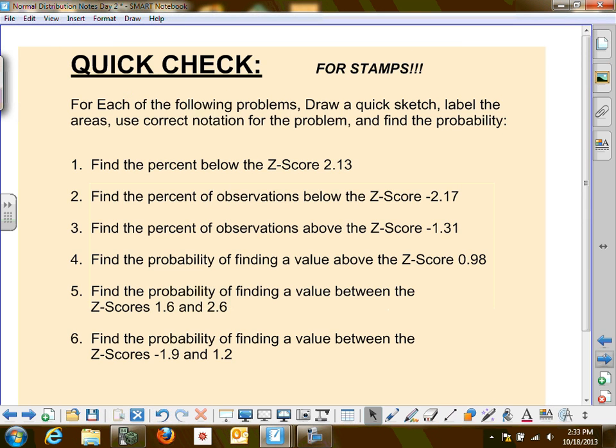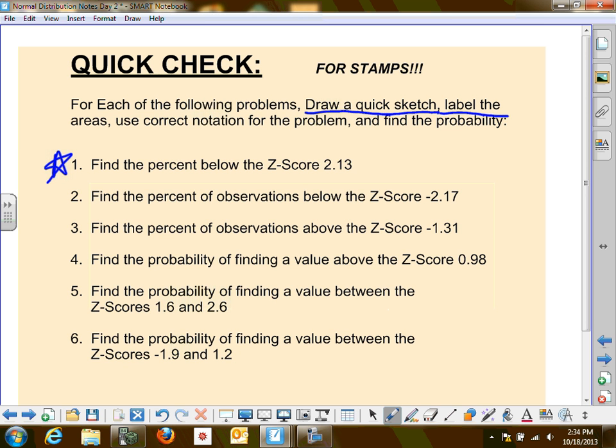In fact, I'm going to come around and stamp you on your homework while you do this quick check. But I want to show you specifically how I want you to write things. Okay? So hold on. Before you get all settled with your homework for me to stamp, let's do one of these problems together. Here we go. Number 1, find the percent below the z-score of 2.13. So for each of these problems, I want you to draw a quick sketch. Let me show you where I want you to do that.